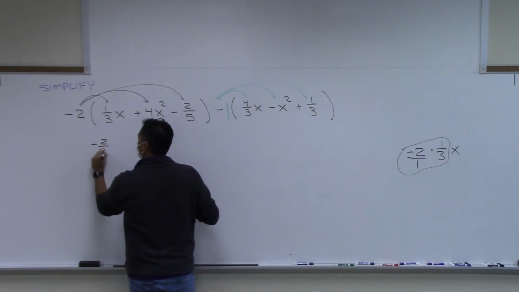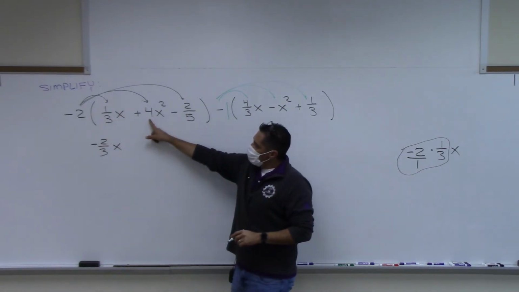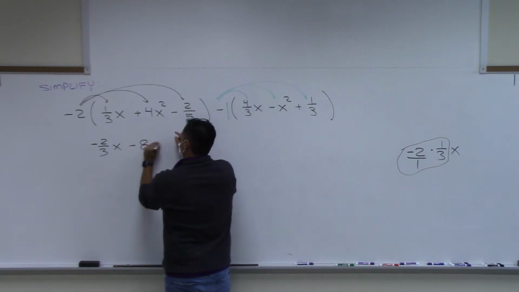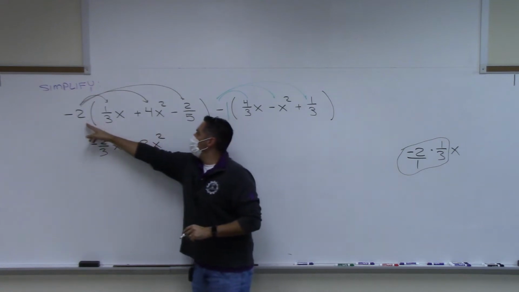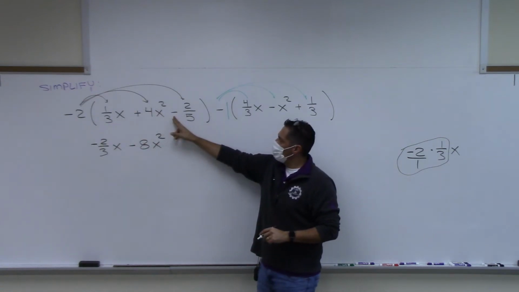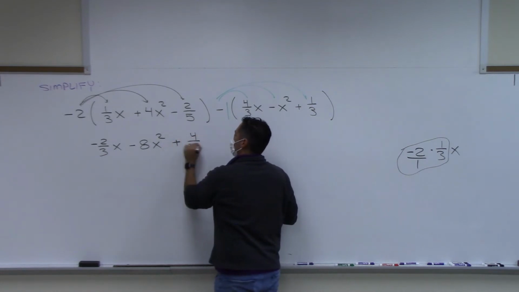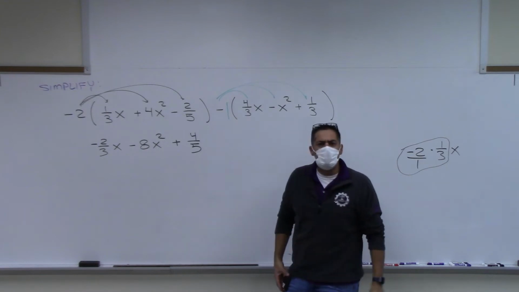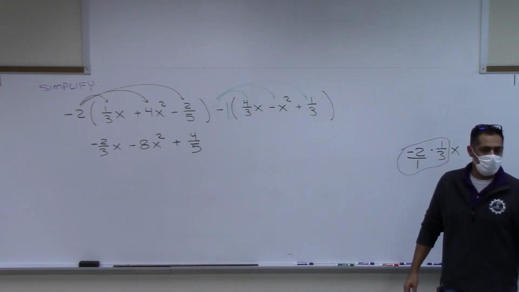Yeah, so then when you do -2 times 4x squared, you get -8x squared. Good. And then when you do -2 times -2/5, you get a +4/5. Positive 4/5. Very good. Okay. Yes. Very good.